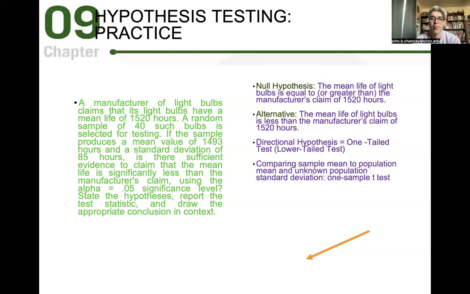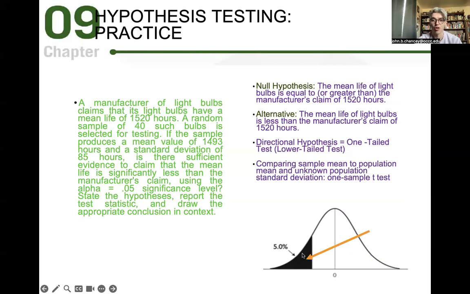We're comparing the sample mean to the population mean, and we have an unknown population standard deviation, so therefore we use a one-sample t-test. And here's what that would look like. You're going to focus on the left-hand side. Your critical value is going to be here on the left-hand side. So any values that fall in this darkened area mean we would reject the null hypothesis. Any numbers from our t statistic that fall here, we fail to reject.